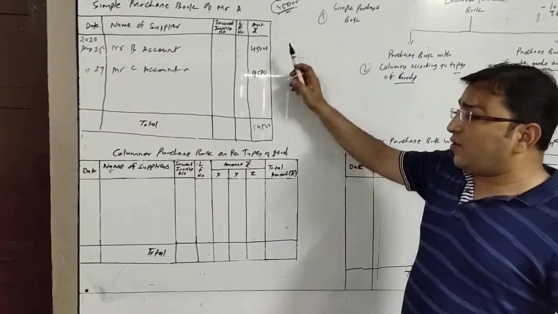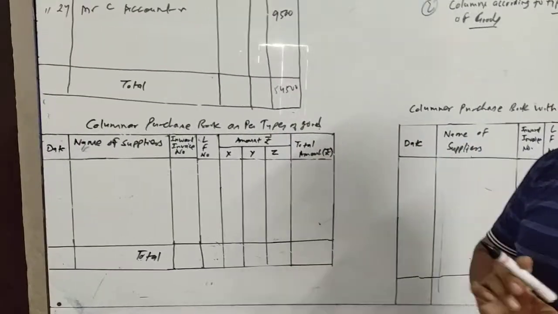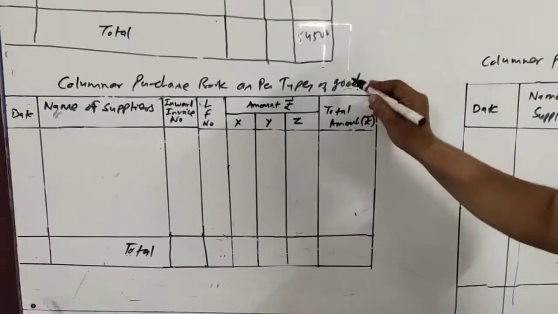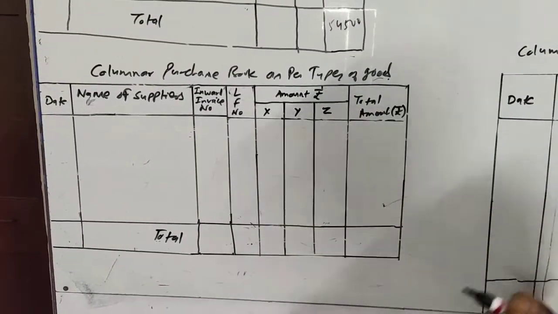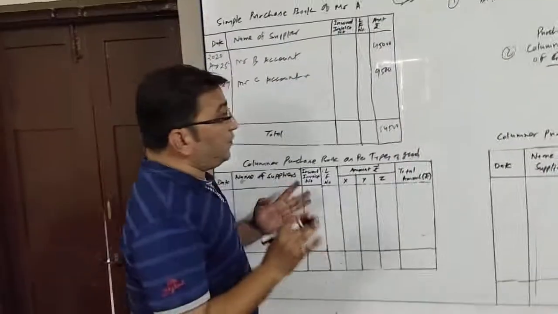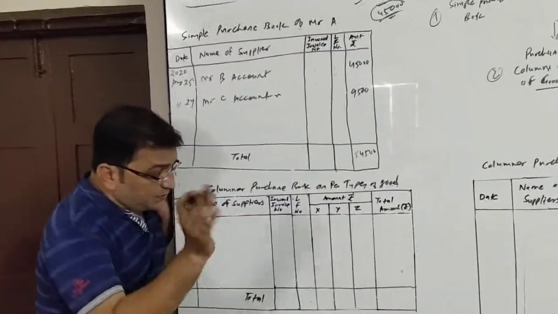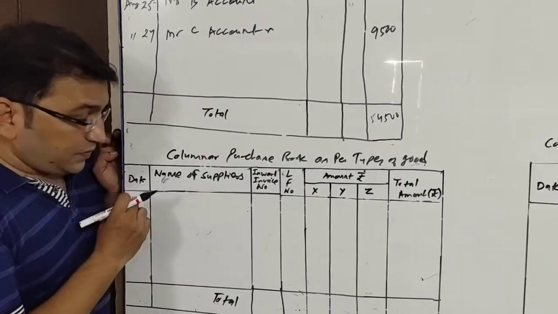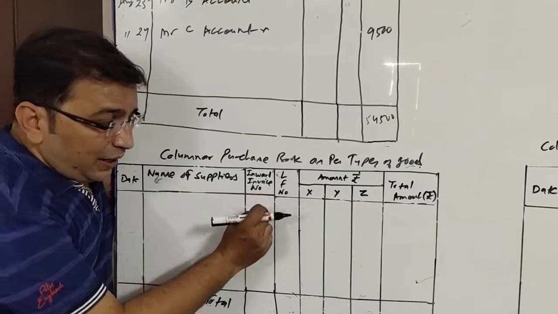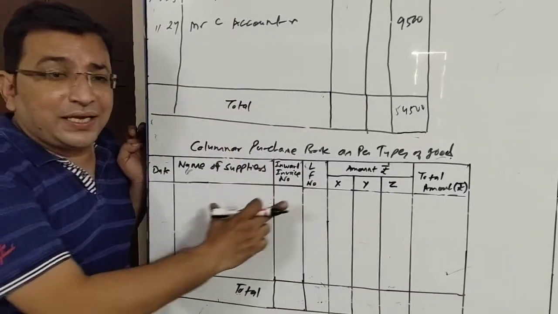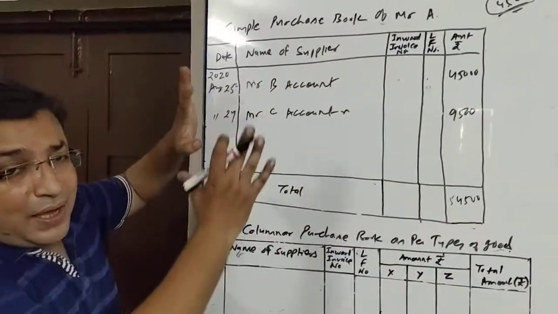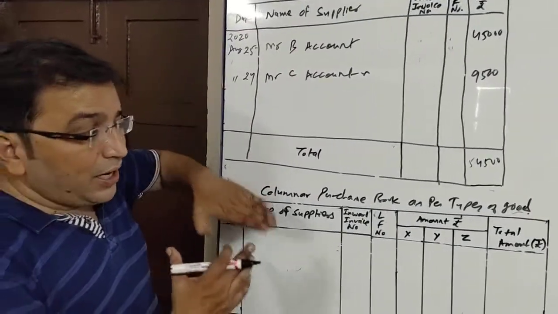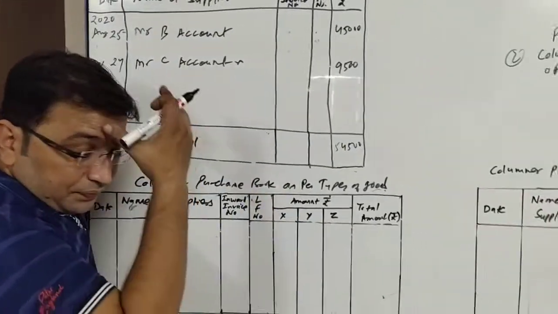Now let us see the columnar purchase book as per types of goods. Here this point is important: types of goods. Here we will be having more than one column for amount. First of all we will talk about the first 4 columns: date, name of supplier, inward invoice number and LF number. These 4 columns are going to remain the same as we had in the simple purchase book, and the explanation is also the same. Now let us talk about the amount.